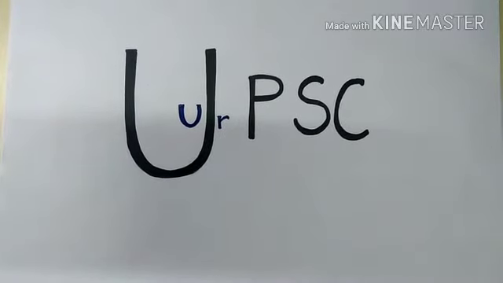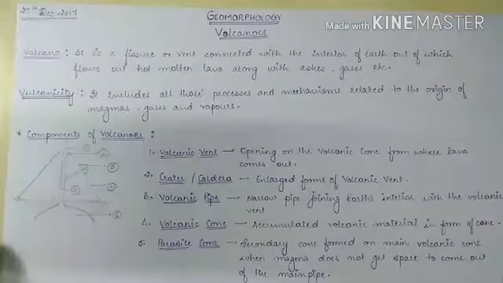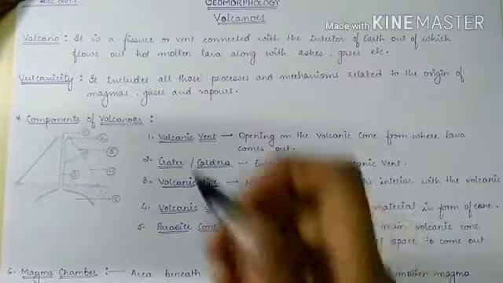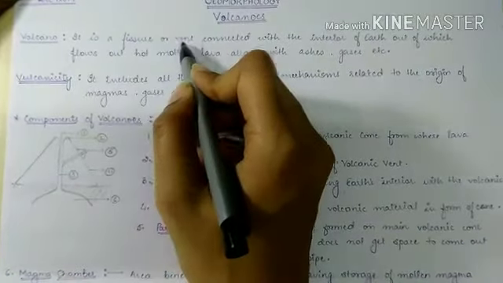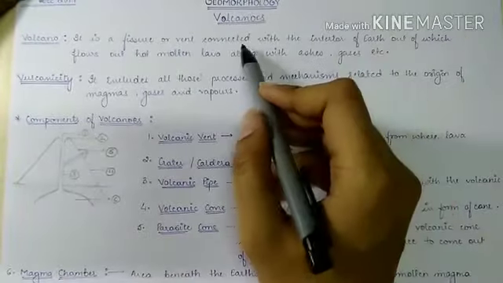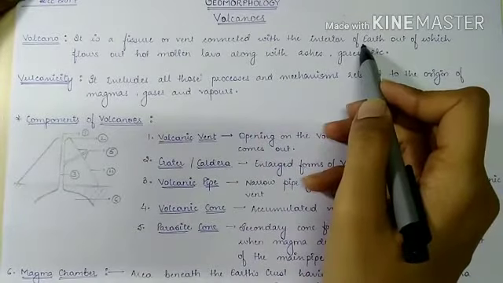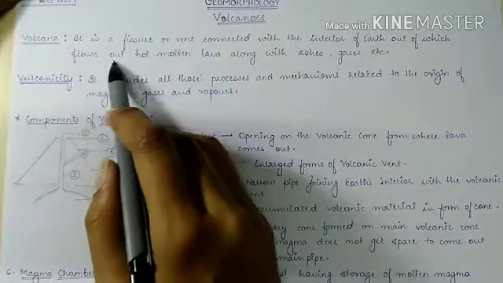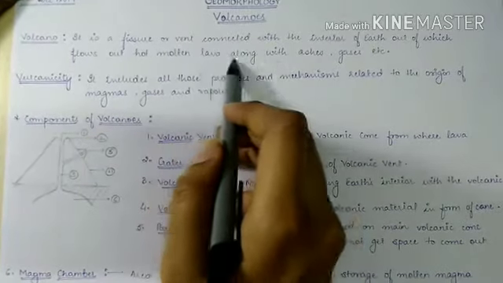So today we'll start with another topic of geomorphology, that is volcanoes. So let's get started. So, what exactly are volcanoes? Volcanoes are the fissure or vent, that is, they are the opening connected with the interior of Earth, out of which flows out hot molten lava along with the ashes and gases, etc.